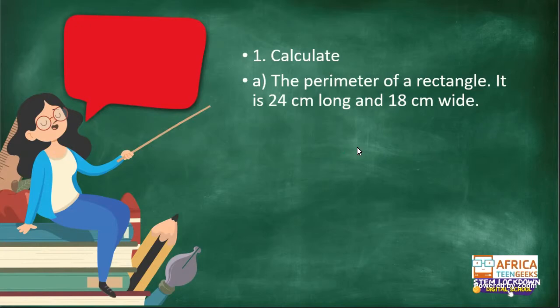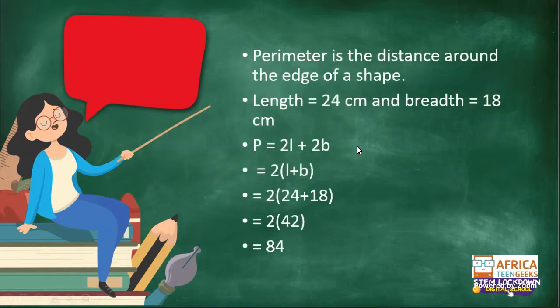Now we are proceeding with our revision activity. You can see how I calculated it. I said that the perimeter is the distance around the edge of a shape, and the length is given there as 24 centimeters and the breadth as 18. So you can also make use of the formula.